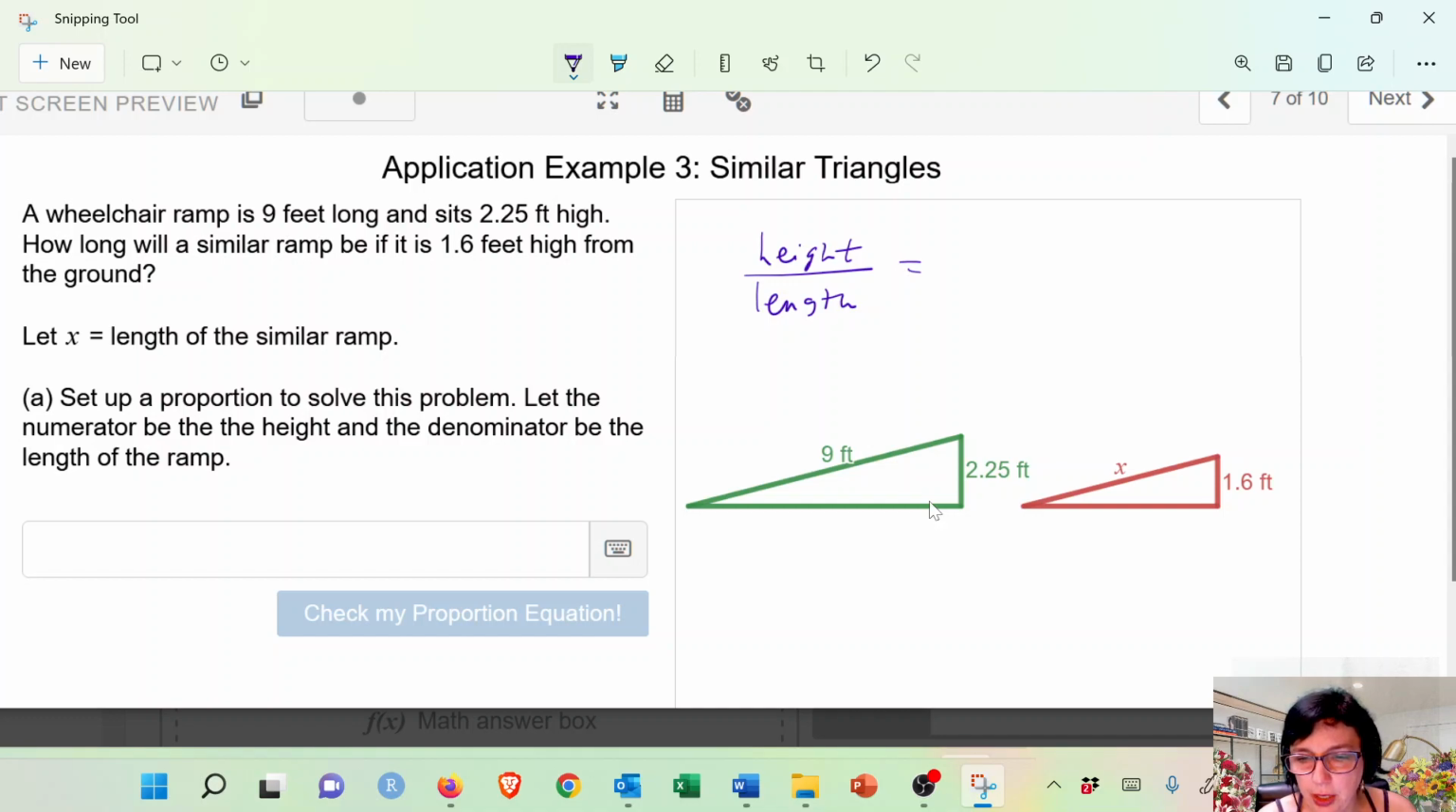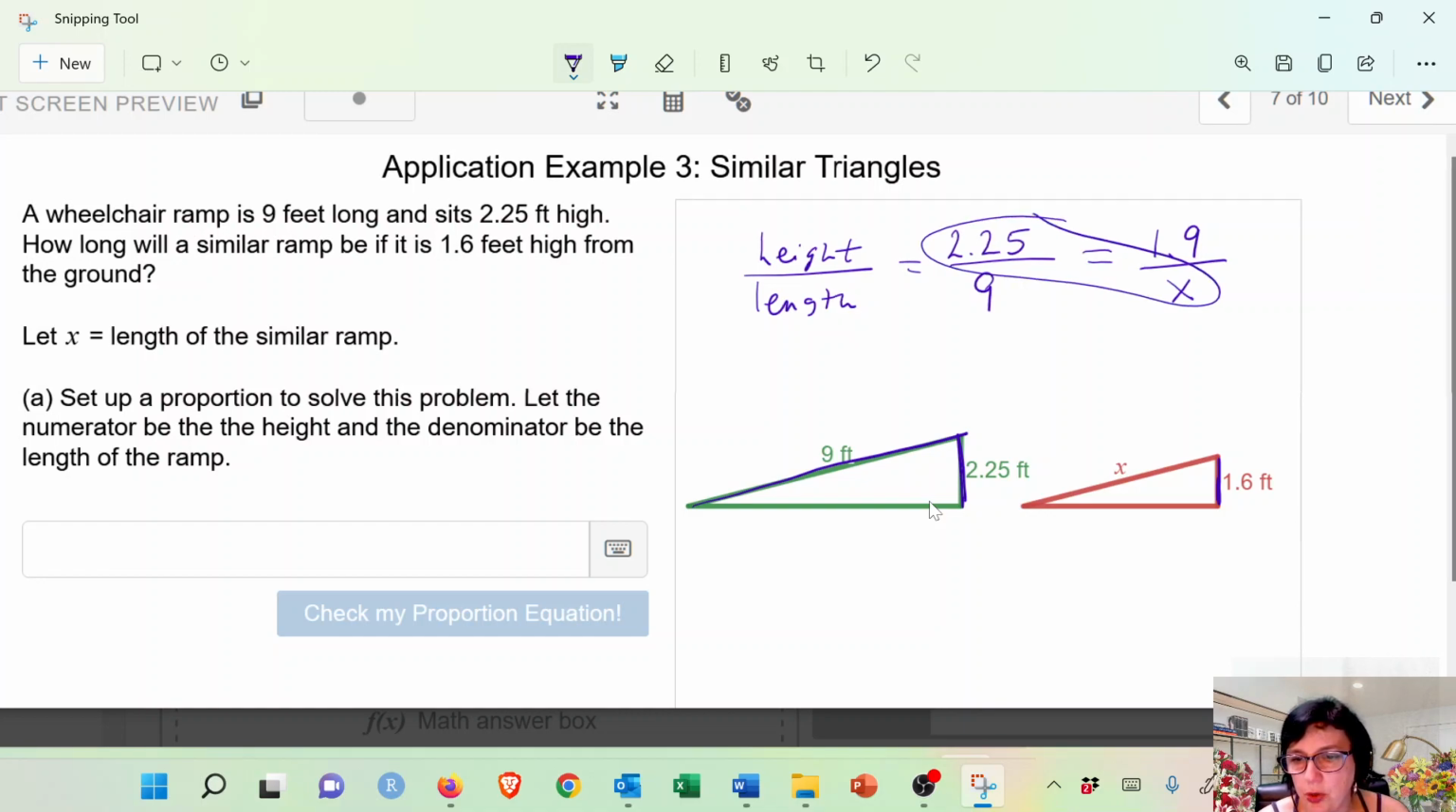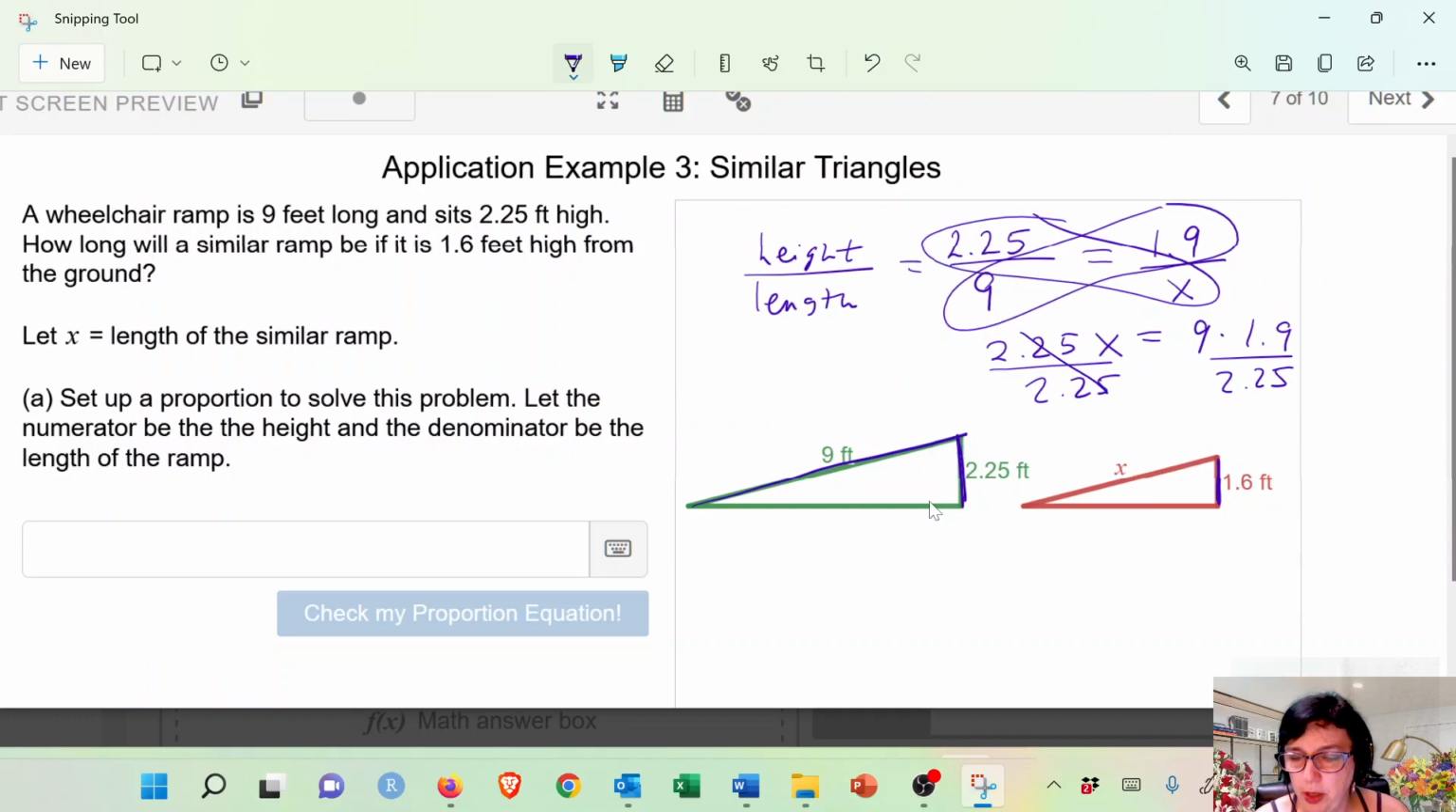Let's take a look at the green ramp. The height of it is 2.25, so that's going to be over here. And then the length of the ramp is 9, so that goes on the bottom. For the red one, the height is 1.6, so that should be on the top. And then the length we don't know, that's x. Once you set up the proportion, it's pretty easy to solve. You just cross multiply, make them equal each other. So 2.25x equals 9 times 1.6, and then divide both sides by 2.25. That is going to give me my x.